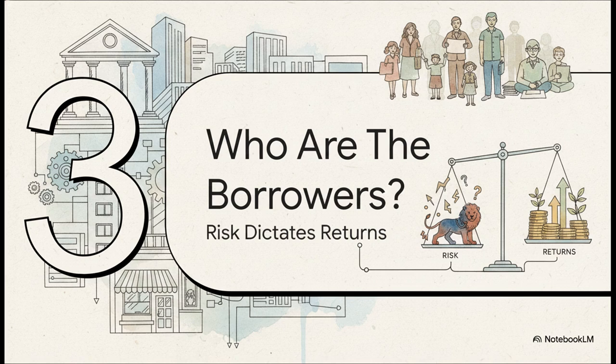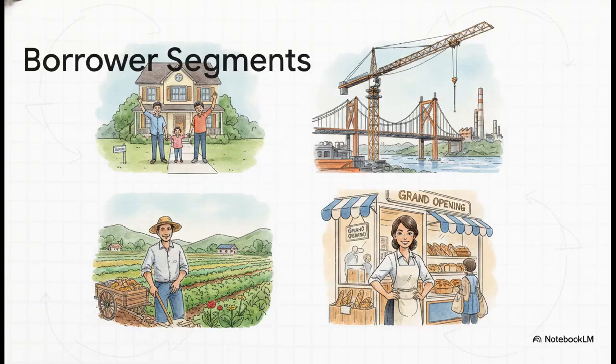Moving to Section 3, who are the borrowers? Because risk dictates returns. To truly understand a bank's segment, you can't just look at its corporate structure. You have to look at the other side of the equation. Who is actually borrowing the money? Is it everyday retail customers trying to get mortgages, massive corporate infrastructure projects, maybe farmers needing microfinance in rural areas, or small business owners requiring working capital? The borrower dictates the risk, and the risk dictates the returns. Each of these groups behaves completely differently during economic cycles.